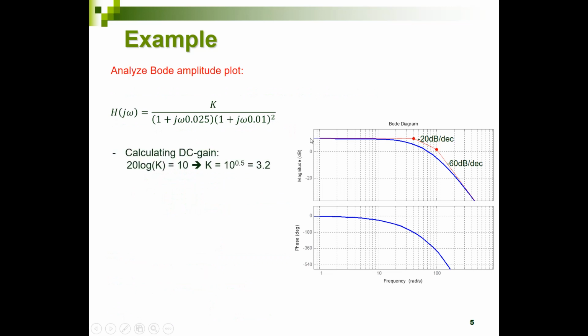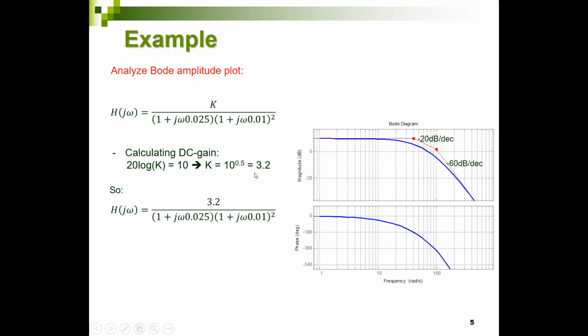So let's do that. We look at the DC gain over here and we see that it's almost 10 dB. So when this is 10 dB, it indicates that 20 times the log of the transfer function, which is k for very low frequencies, so 20 times the log of k is that 10 dB. So now we can calculate k out of this expression. Well, log of k is 10 over 20, which is 0.5, so k is 10 to the power 0.5, which is equal to the square root of 10, which is 3.2.